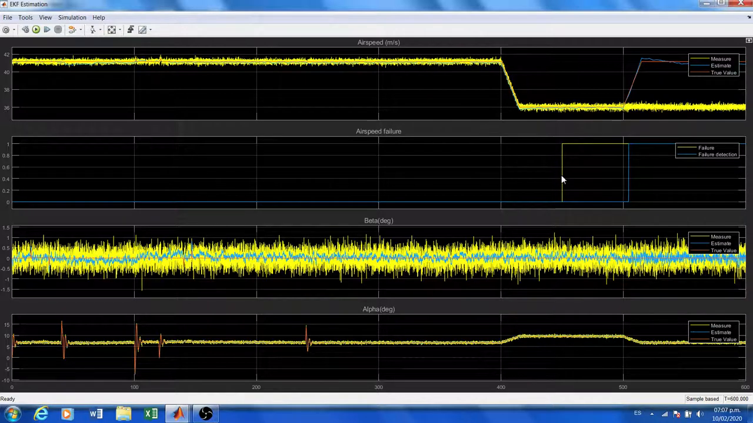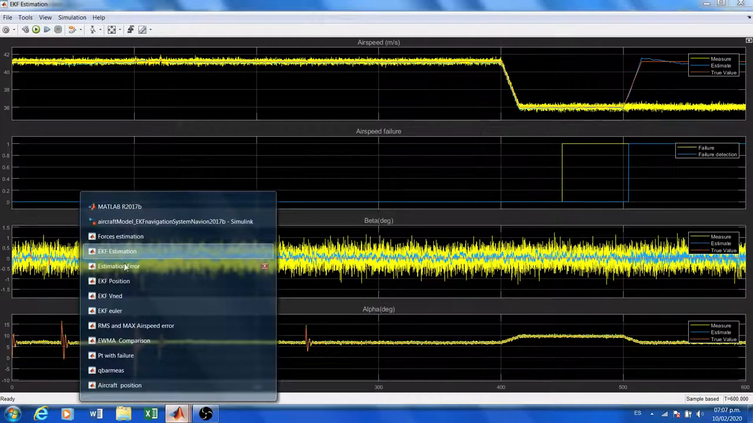But the failure was detected when the aircraft changed the speed. During this acceleration, we detect the failure in a few seconds here. Okay, let's see the error of the estimation.